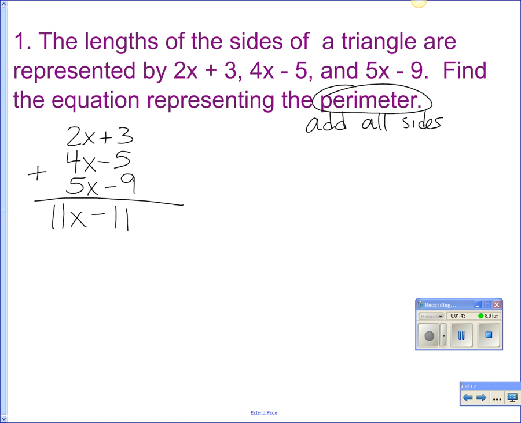Negative 11. In your calculator, you could always put in 3 plus negative 5 plus negative 9, and that would give you negative 11 in your calculator. Okay? So you get 11x minus 11. So that's your answer. Okay?